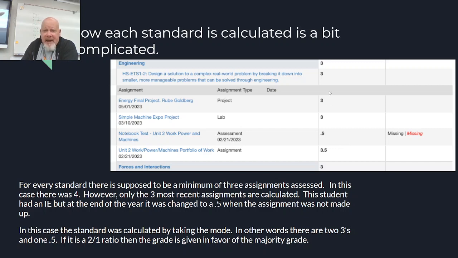So we look at this, and what it does is it takes the mode. The mode is where you take the most numbers represented. So if this is a 3 and a 3 and a 0.5, it calculates, well, there's 2 3s here and only 1.5, so that grade should be a 3. So it takes the last 3 grades, takes the mode, that's where you get that grade. But what happens if the last 3 assignments don't have a mode?